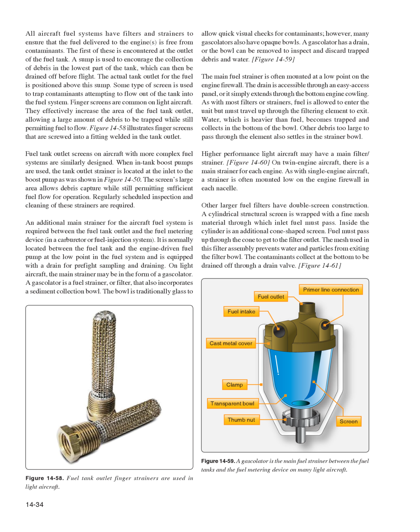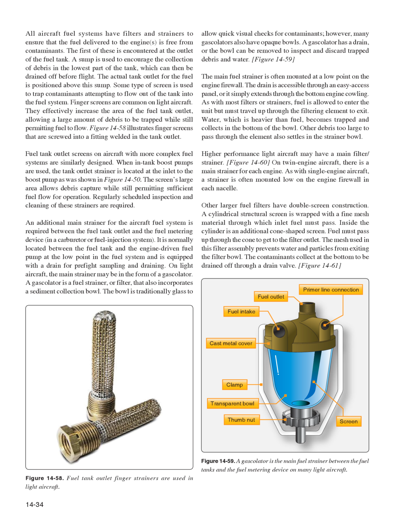Higher performance light aircraft may have a main filter/strainer. Figure 1460, on twin-engine aircraft, there is a main strainer for each engine. As with single-engine aircraft, a strainer is often mounted low on the engine firewall in each nacelle.